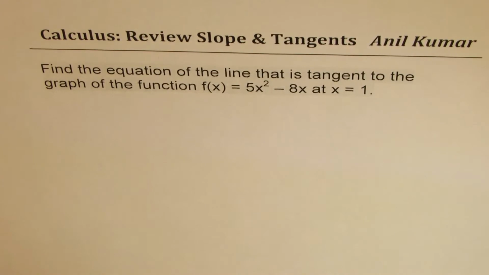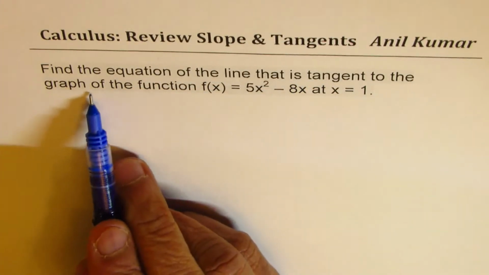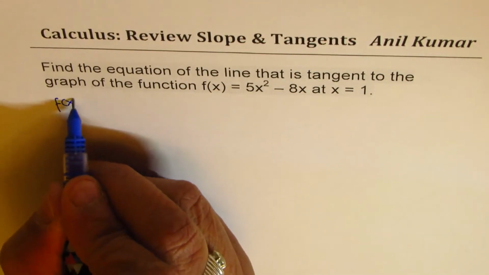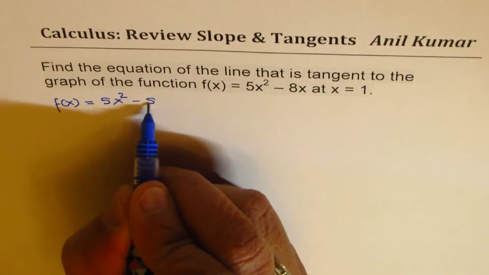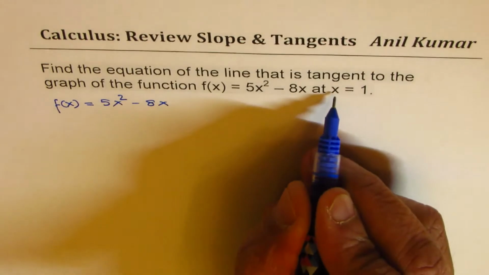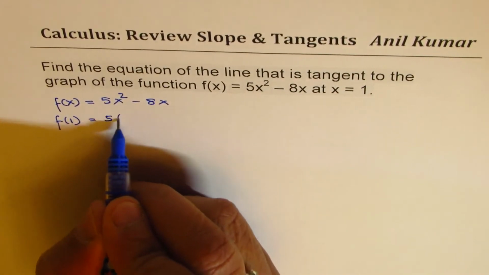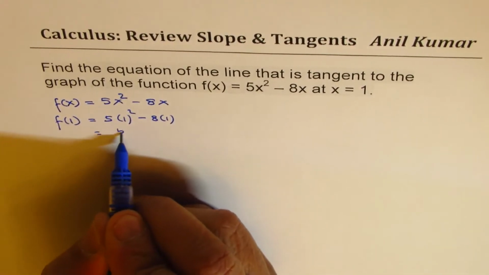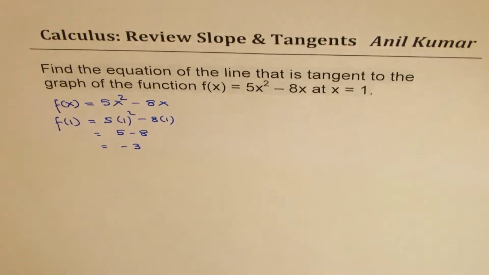So the first one here is: find the equation of line that is tangent to the graph of this function, quadratic function. So we are given the function f of x equals 5x squared minus 8x. At x equals 1, let's find its value. F of 1 is 5 times 1 squared minus 8 times 1, which is 5 minus 8, or equals minus 3, right? So we know what is f of 1.